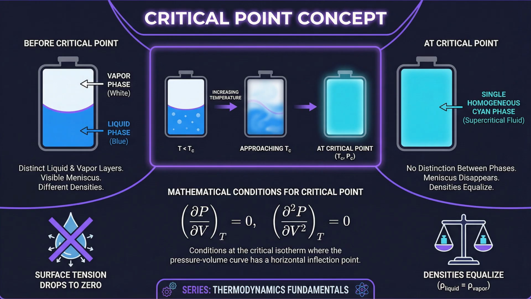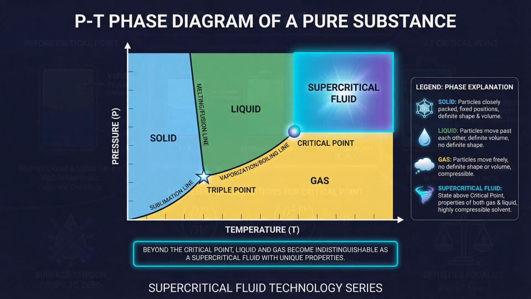This transition occurs at specific temperature and pressure values unique to each substance, defined by thermodynamic conditions where density fluctuations diverge. The phase diagram provides a complete picture of how matter behaves under different conditions. Looking at a pressure-temperature phase diagram, we see distinct regions for solid, liquid, and gas phases, separated by boundary lines. The liquid-gas boundary terminates at the critical point, beyond which lies the supercritical region.